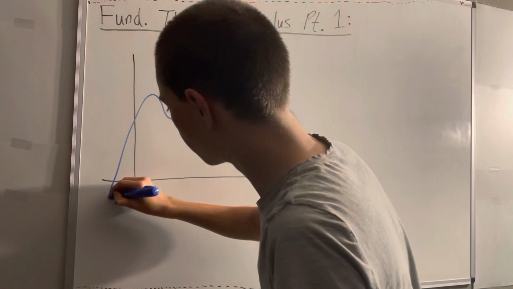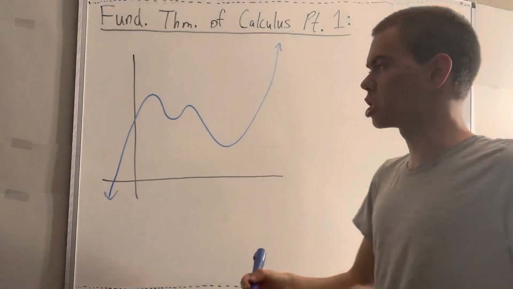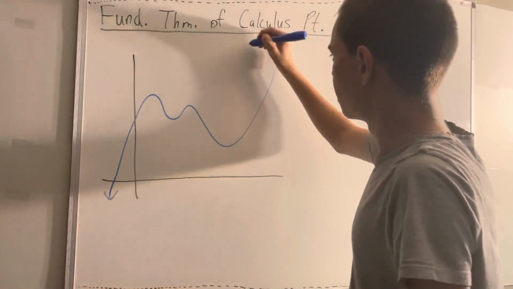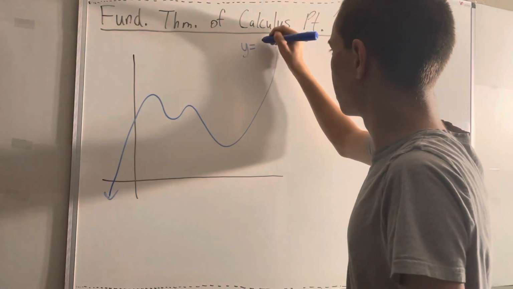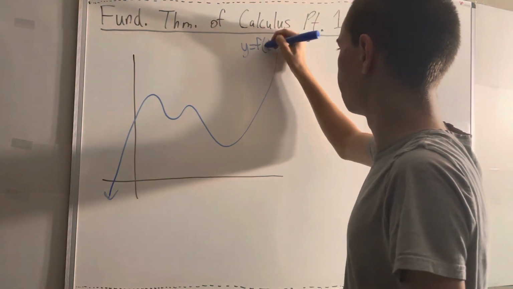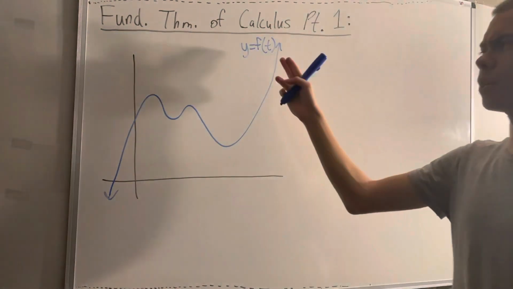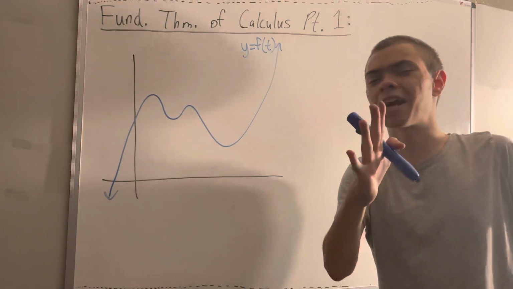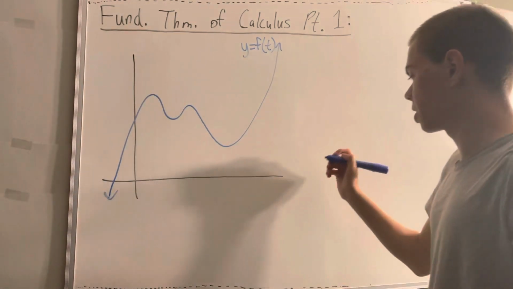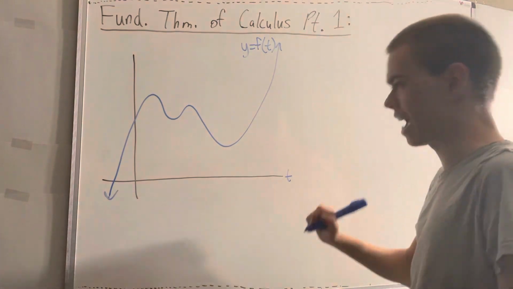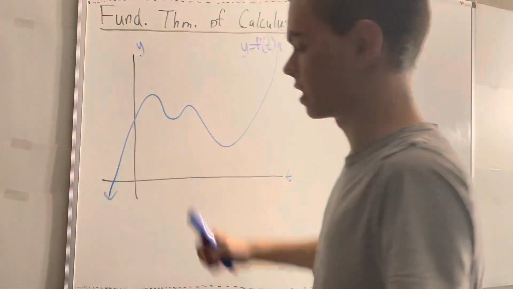So this right here is just going to be our function, and we're going to say that this function is y equals f of t. And you're going to see why we're using the variable t instead of x in a moment. But pretty much, we're just going to say that this is the t-axis and this is the y-axis.